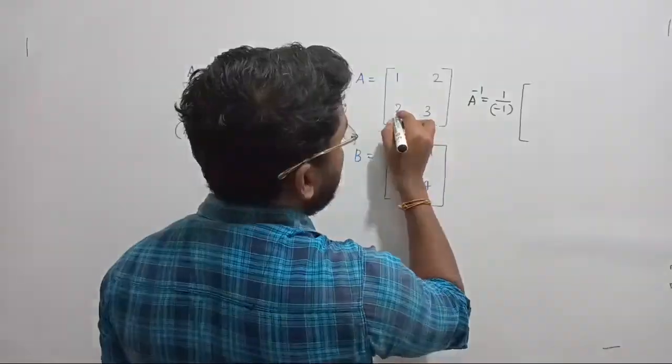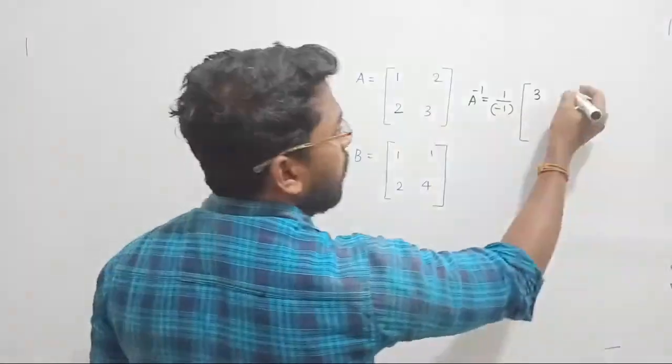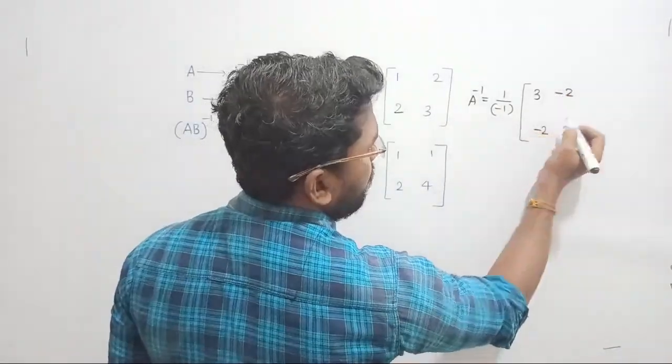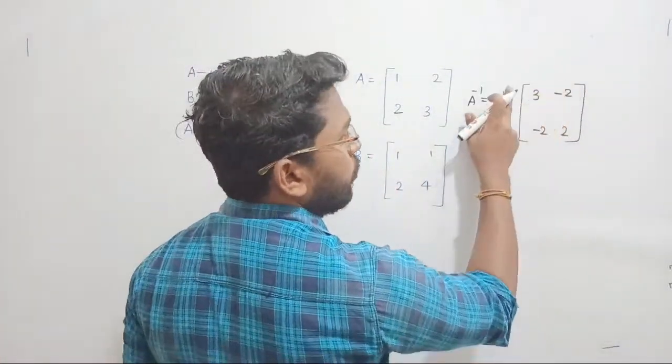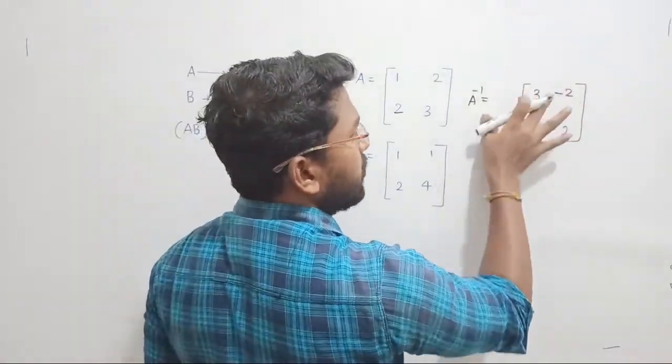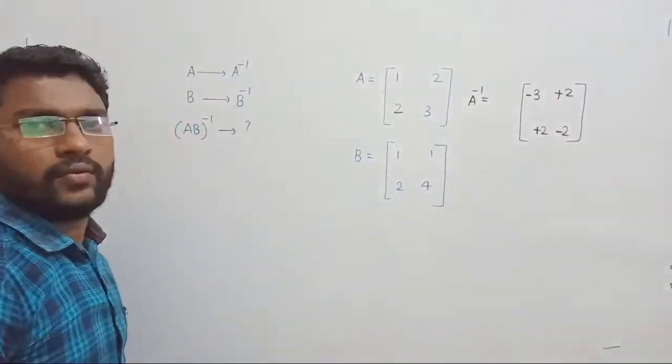Adjoint, we have to interchange the position of the diagonal and change the sign of the off diagonal, such that this is going to be 3, minus 2, minus 2, and here we have 1. If I pass the minus inside, 1 by minus 1 and the minus will pass in, it will become minus 3, plus 2, plus 2, minus 1. That is the A inverse.